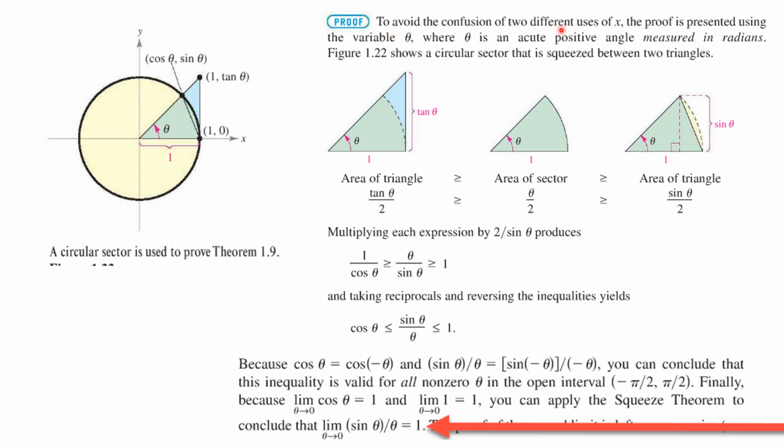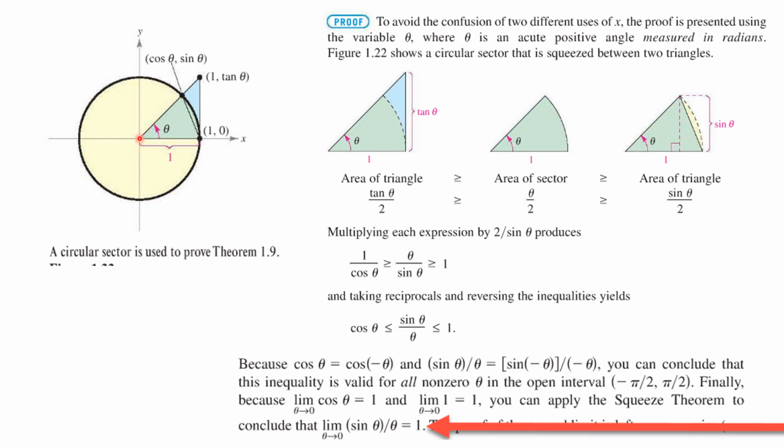To avoid confusion of different uses of x, the proof is presented using the variable theta. That's a dummy variable, and we're going to let theta be an acute positive angle measured in radians. So we're going to be talking about the limit as theta goes to 0 of sine theta over theta. So that's how we're going to start.